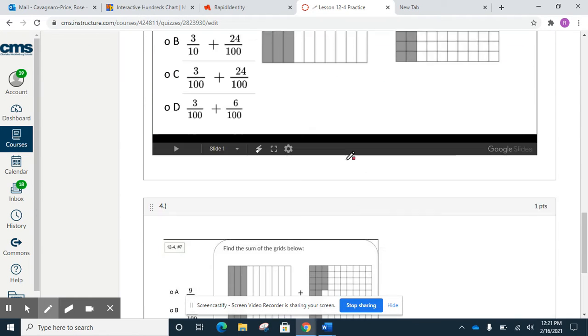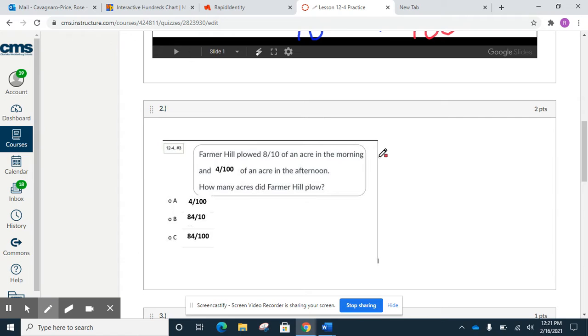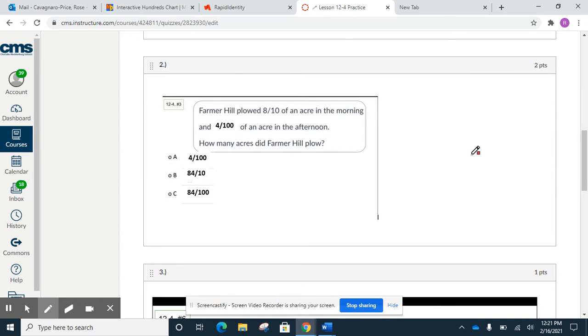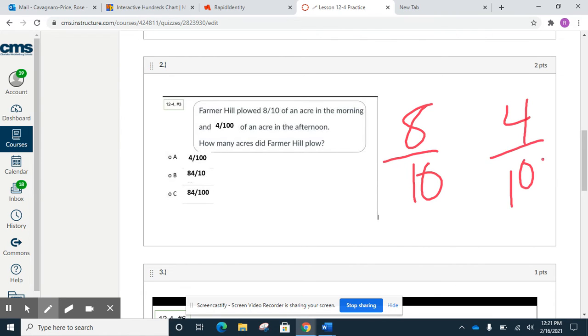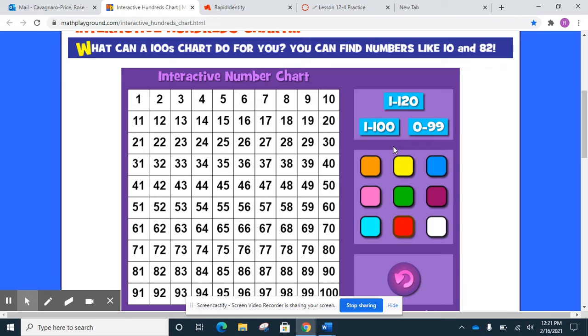Now, moving on, let's take a look at number 2. Number 2 says Farmer Hill plowed 8/10 of an acre in the morning and 4/100 of an acre in the afternoon. How many acres did Farmer Hill plow? So we're going to be adding 8/10 and 4/100. So you are going to be using this interactive notebook chart to do that.